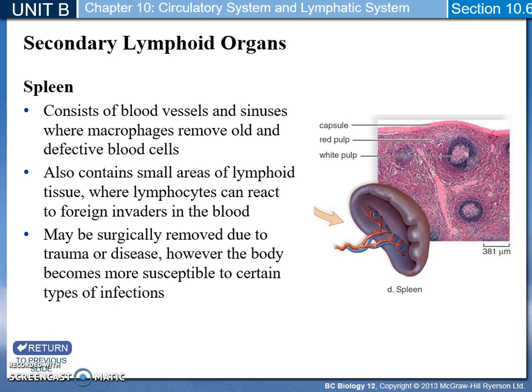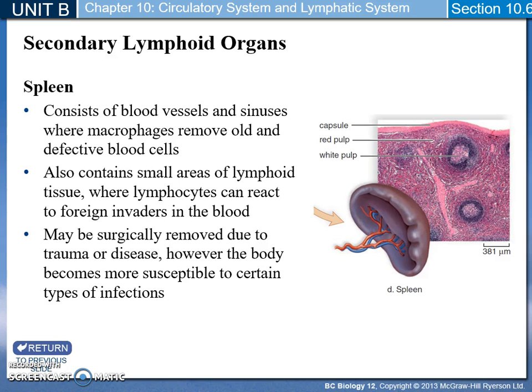Then the spleen, it consists of blood vessels and sinuses, where the macrophages remove old and defective blood cells. On the diagram, it shows the red pulp and the white pulp. You don't need to worry too much about that. That's just simply white pulp is where most of the lymphocytes are found. Red pulp has a bit of a different function, such as taking red blood cells out of circulation that are beyond their useful effectiveness. So we would focus mostly on the white pulp.